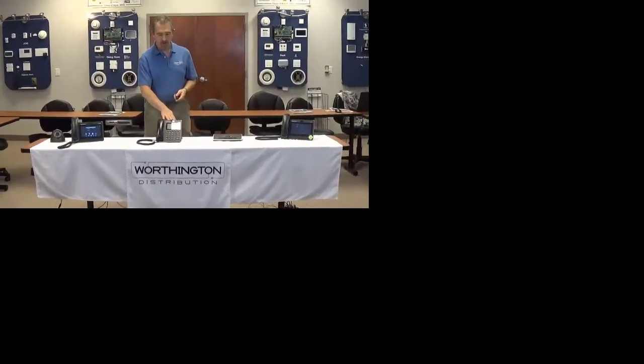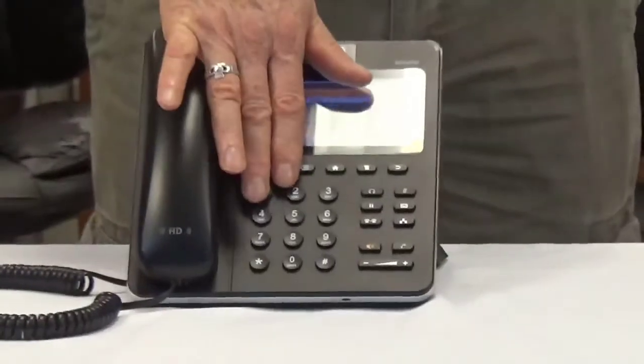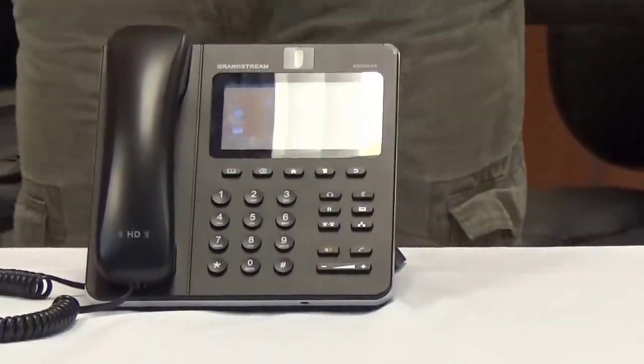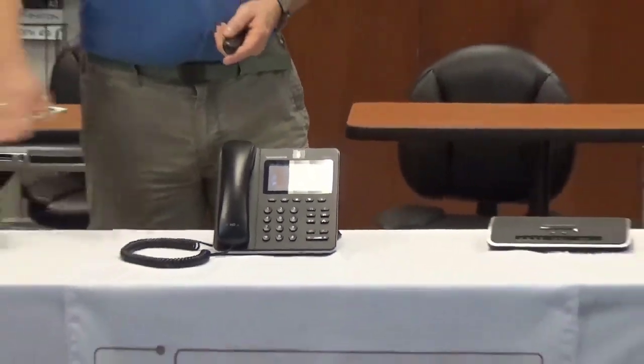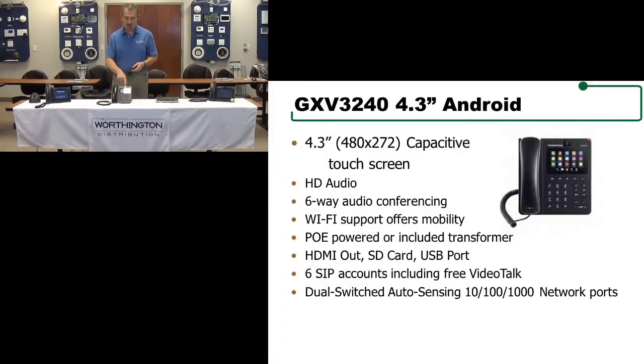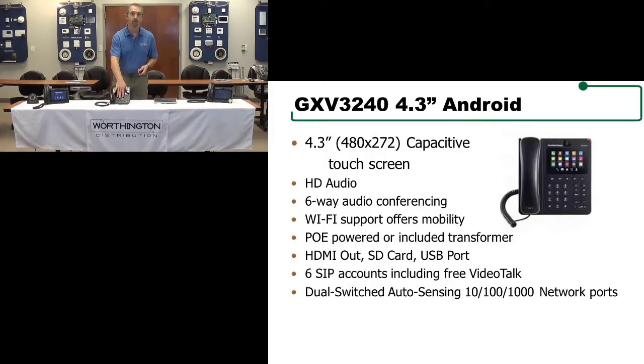This is the 4.3-inch Android model. It still has all the Android features built into it, but it has a standard telephone button. So if you have somebody who may not be willing to go with a full touchscreen system, they can still have all the Android features and the video phone features, but still have their standard phone push buttons.